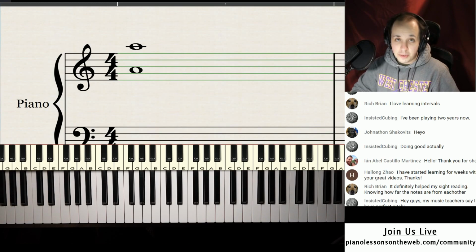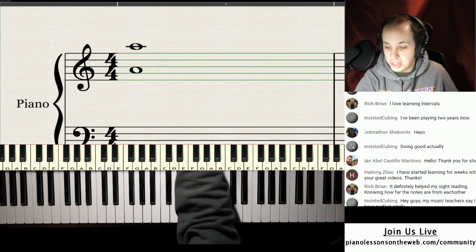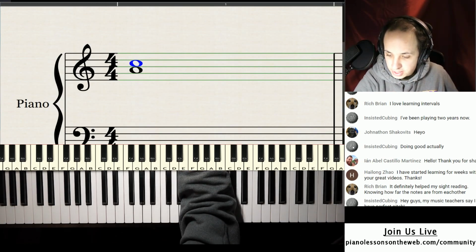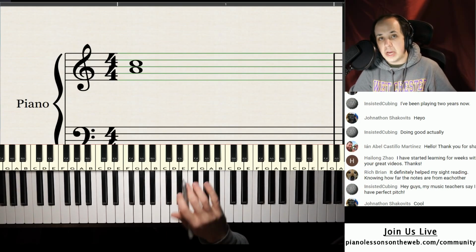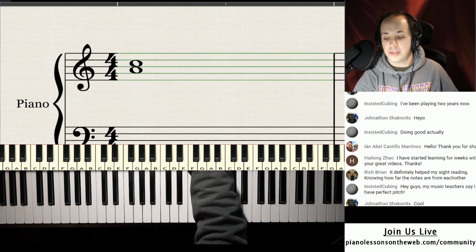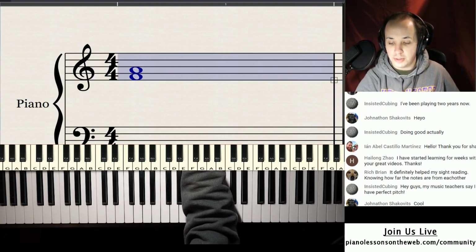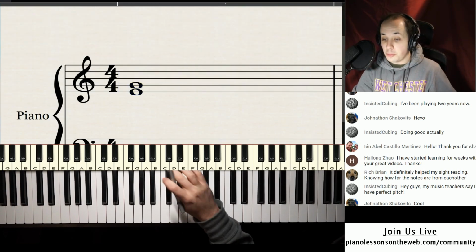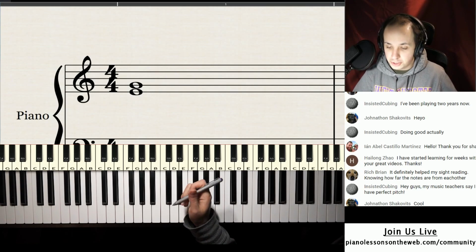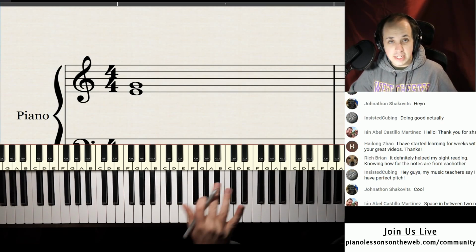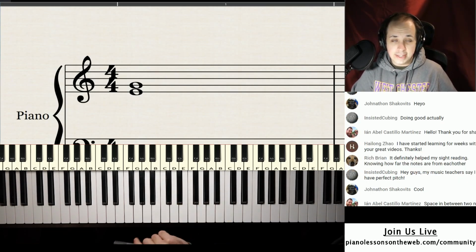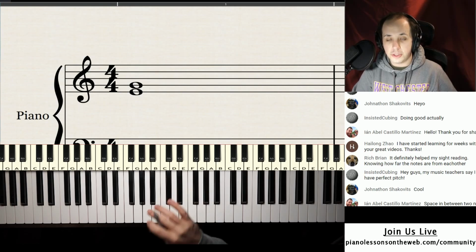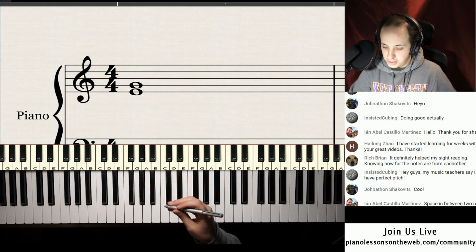The odd number intervals, 3, 5, 7, 9, match. So if the bottom one's a space, the top one's a space. Let me move this third down to a line. If the bottom one's a line, the top one's a line. So they both match. That's how you can easily identify whether it's an even number interval or an odd number interval. And you can use that to double check that you are getting the right answer.